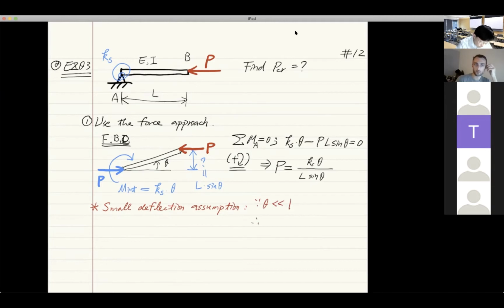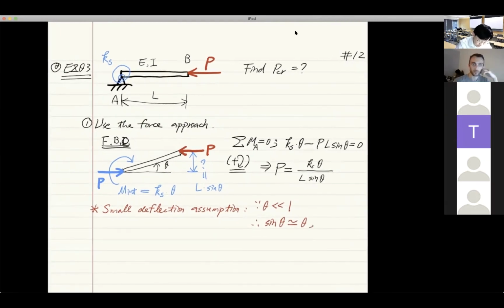So we can say that sine theta will approximate to what? When theta is very small, sine theta is very close to theta. Would you agree? Yes. And cosine theta, on the other hand, will approximate to 1. From now on, whenever I talk about small deflection assumption, I basically mean this.